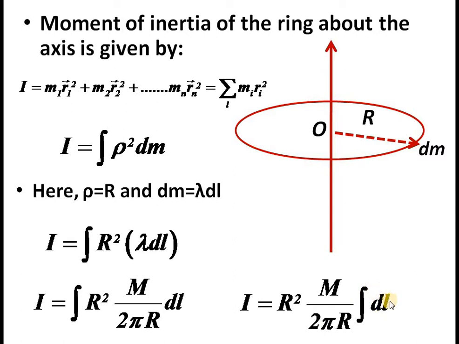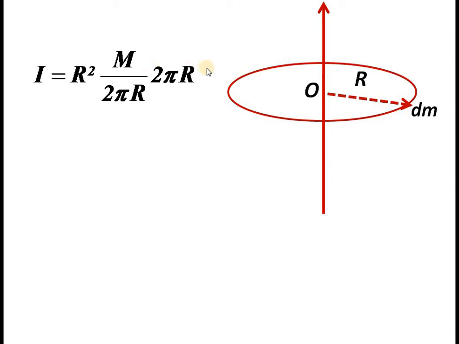So integral dl will give you the total length of this hoop. The total length of this hoop is nothing but 2 pi R, so you can substitute the integral of dl with 2 pi R. So the total moment of inertia equals R squared m by 2 pi R into 2 pi R. On cancelling 2 pi R and 2 pi R, you can write the total moment of inertia of the hoop is equal to m R squared. I hope the idea is clear. Here m is the total mass of the ring and capital R is the radius of the ring.